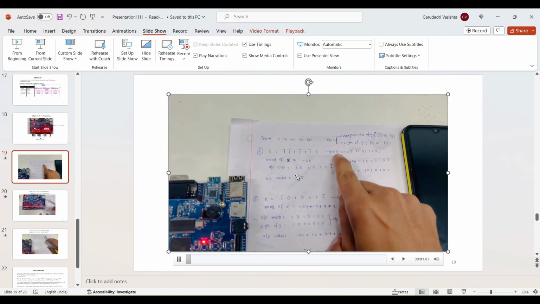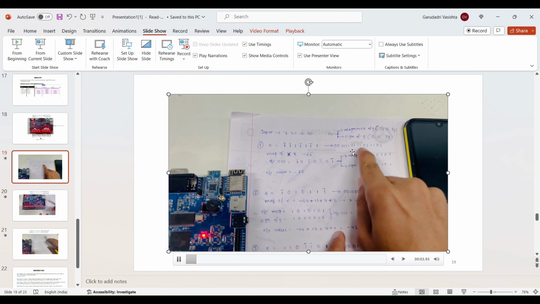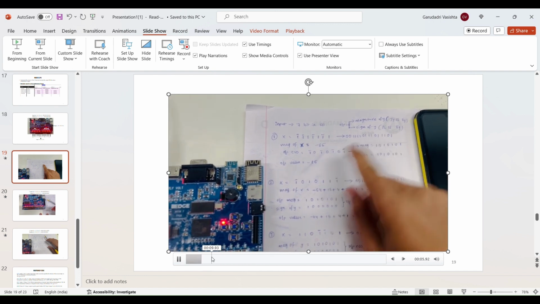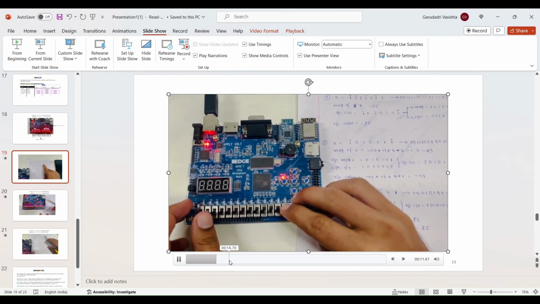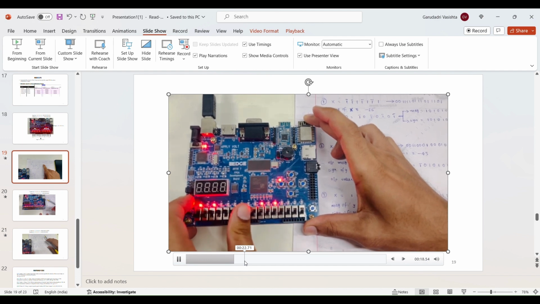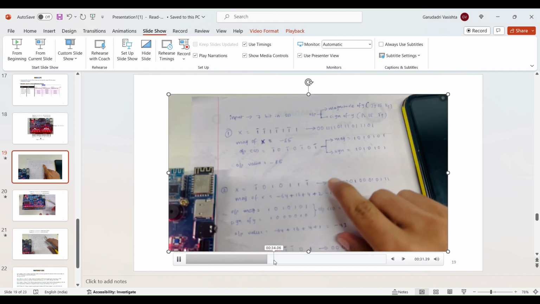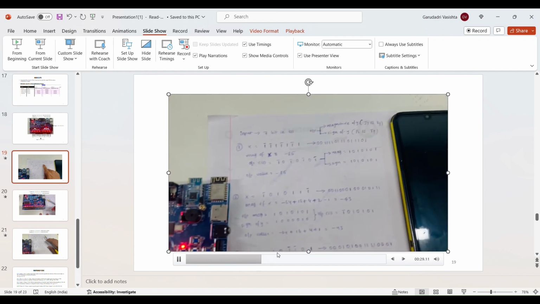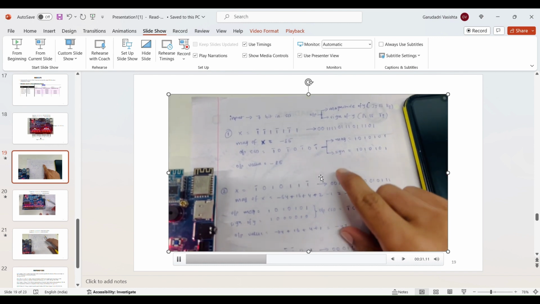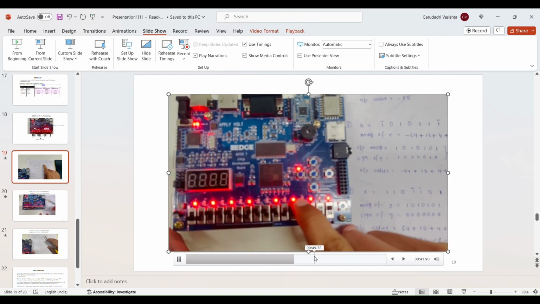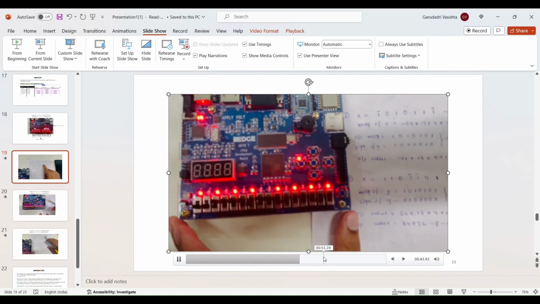This is another random input I am taking and giving as input through sliding switches. And this is the manual calculation of the output. Here we have got exactly the same result.